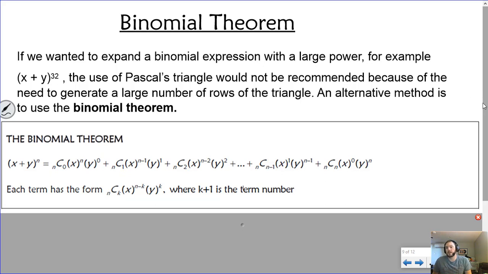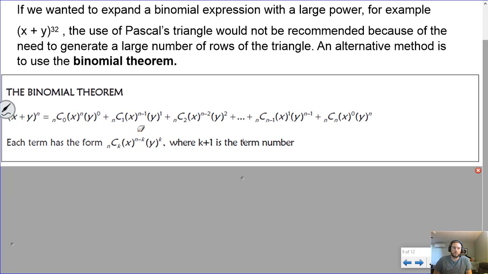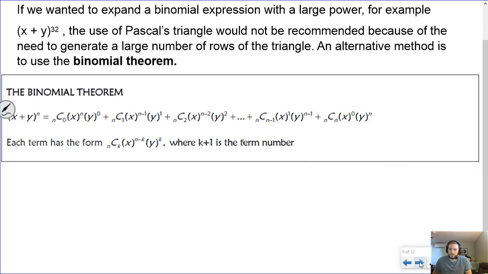So in general, any one term in a binomial expansion can be written like this, where we have a coefficient that is nCk, x to the n minus k, y to the k, where k plus 1 is the term number. So the term number is not equal to k, right? The term number is 1 plus k. So for example, the first term, k is 0, right? The second term, k is 1. The third term, k would be 2.